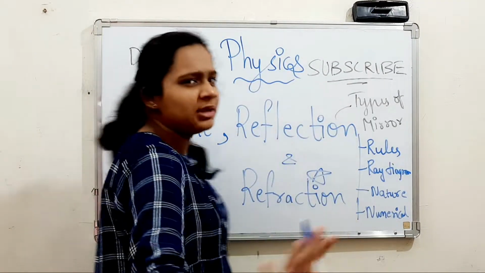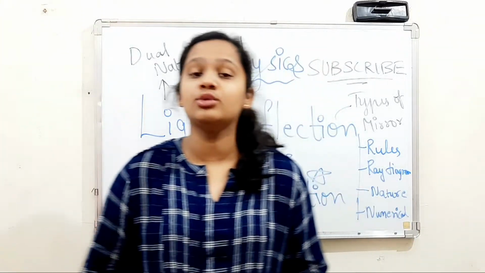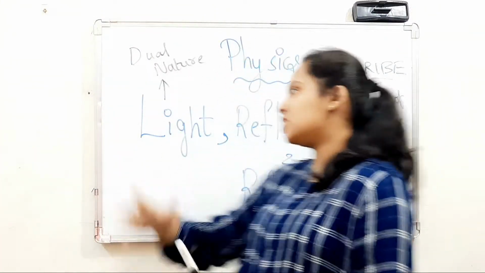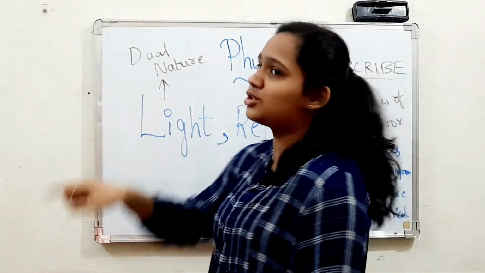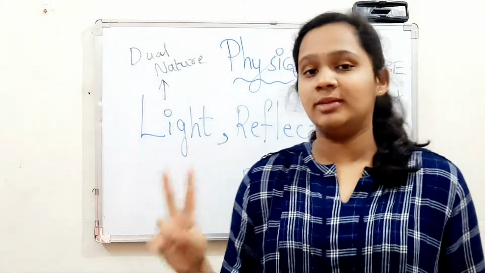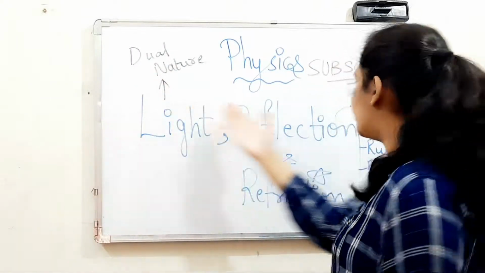So first of all, let me give you a brief idea about what we are going to do in today's lecture. First of all, we will discuss what is light. That is, we'll be discussing the dual nature of light. Dual is nothing but it shows the properties of two elements. I'll explain that in detail, but before that, let's see.